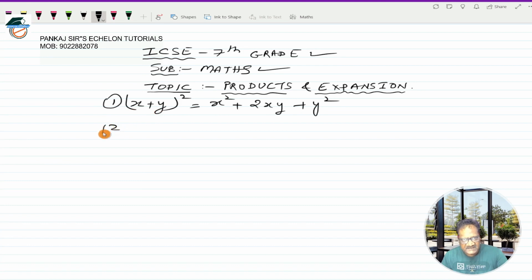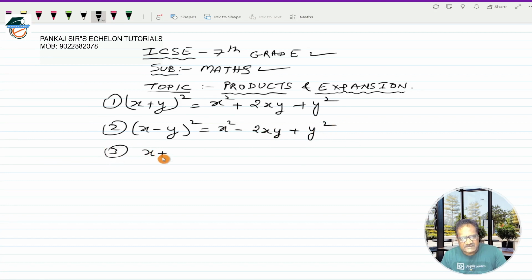The second identity was x minus y the whole square is equal to x square minus 2xy plus y square. And the third identity was x plus y times x minus y is equal to x square minus y square. So these are the three identities that we have discussed in the previous two videos of this chapter, and we are going to do some more problems and practice on these three identities.